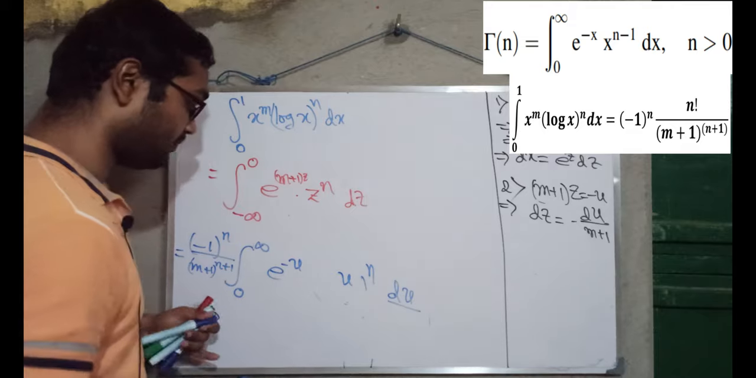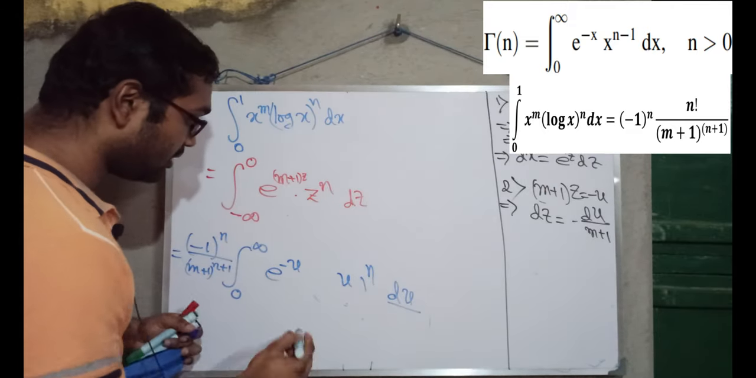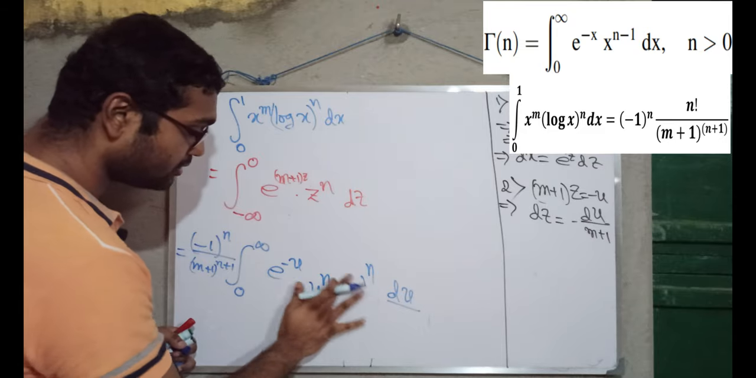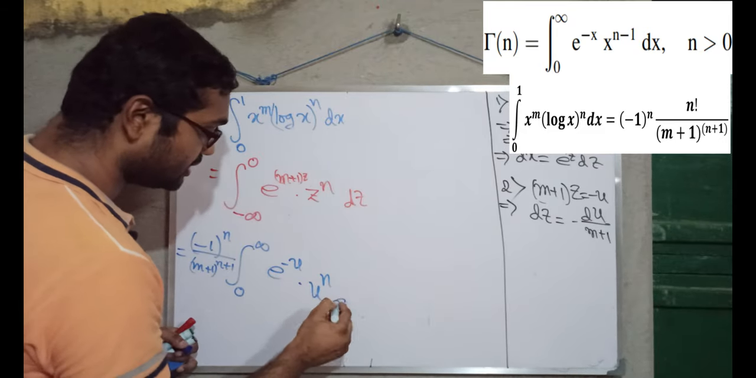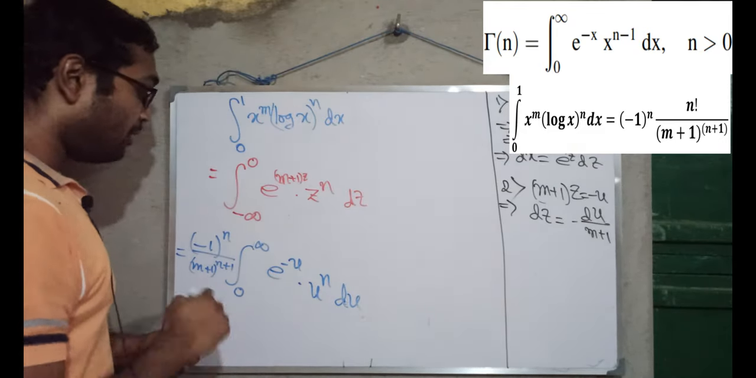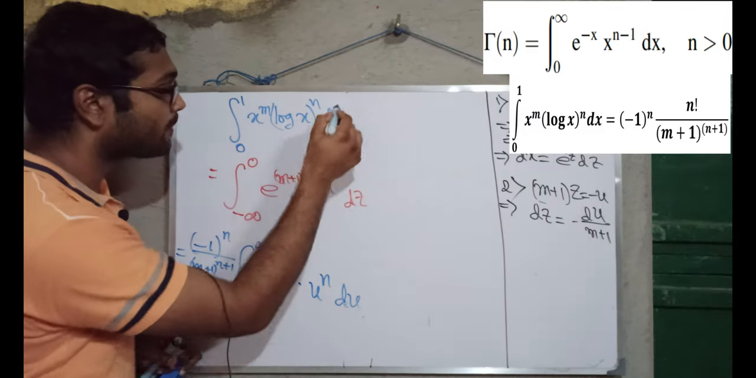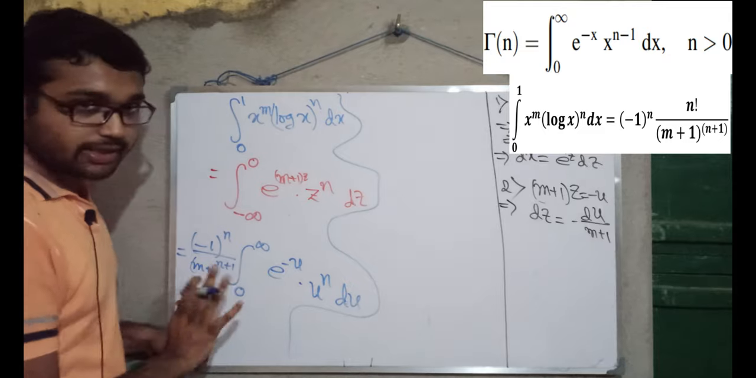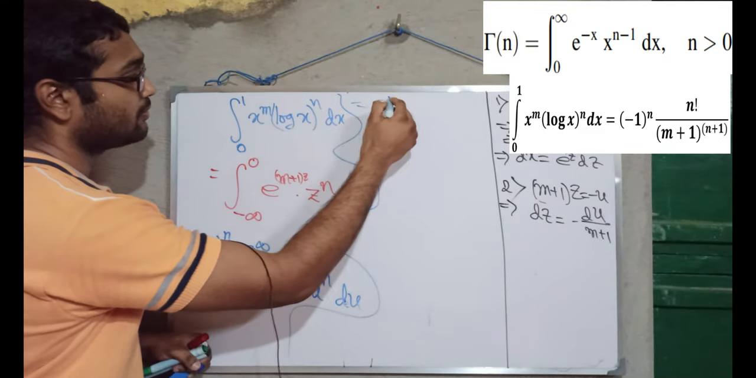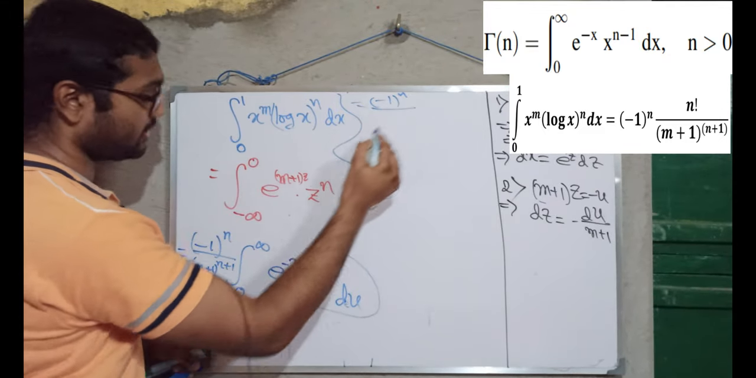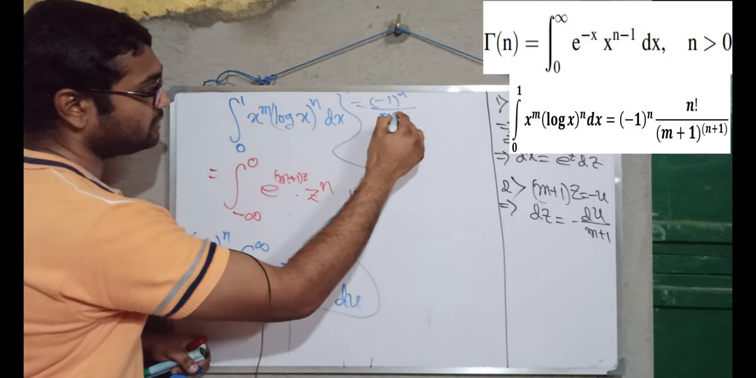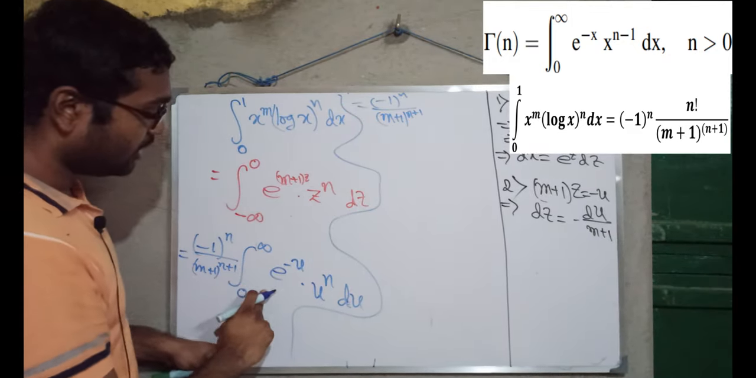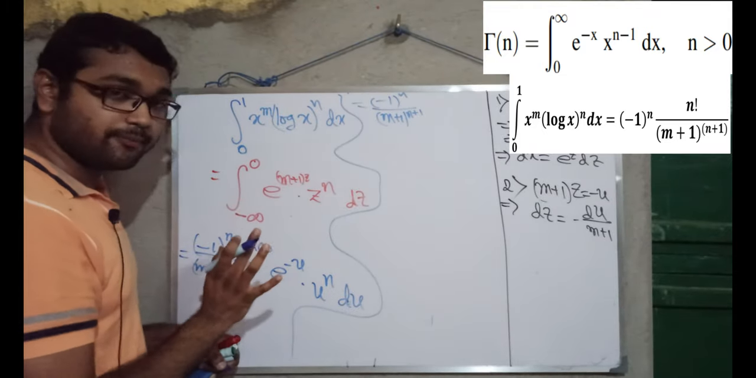Okay, so if I write it properly, it will become e to the power minus u into u to the power n and then du. But we haven't yet reached the gamma function yet. But the rest of the portion is done. Minus 1 whole to the power n and then m plus 1 whole to the power n plus 1. And then here we have the integral.